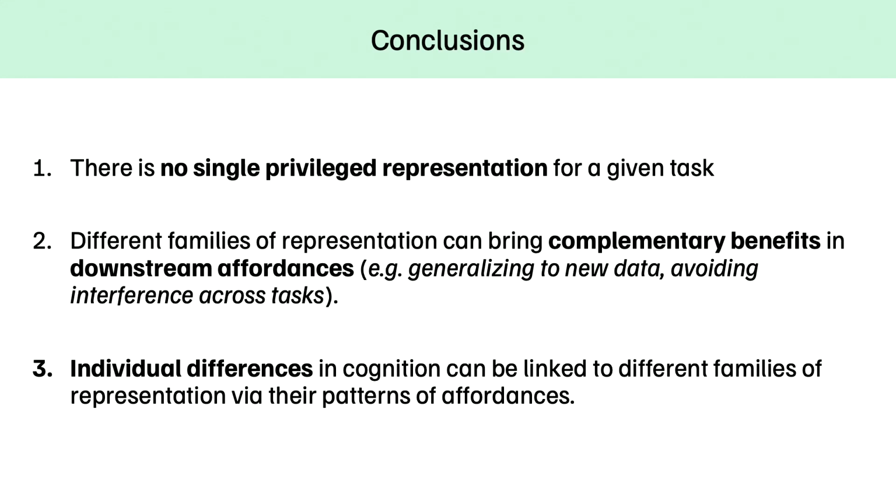So in this case, there are trade-offs between being able to generalize and being able to avoid interference. These different families of representations can bring these complementary benefits in downstream affordances, but we need to be able to test all of these different things to be able to make any actual claims about the representations. And finally, I think something I'm particularly excited about is this idea that individual differences in cognition that might not come out if we just test a single setting can be linked to these different families of representations by these affordances. But again, this requires thinking carefully about the predictions that representations make and testing those in the right settings.